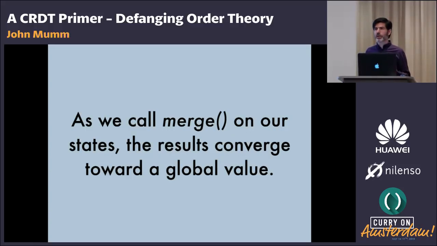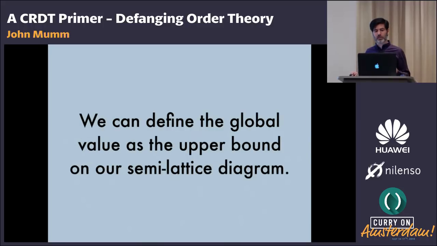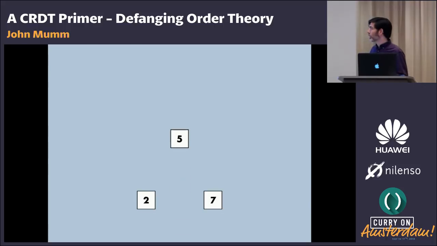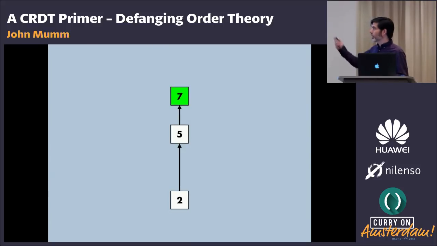Now, as we call merge on our states, the results should be converging towards a global value. And we can define this global value as the upper bound on our semi-lattice diagram. So imagine we have these 3 values. Now, if we think of all the ways we can merge them, that's actually going to give us our semi-lattice diagram. And it turns out to be this simple diagram here. The upper bound on this diagram is 7. So no matter how we merge these, we're going to eventually move upwards towards 7.